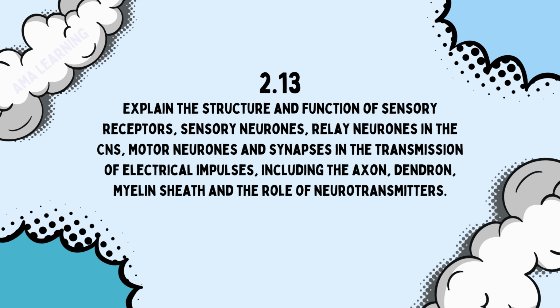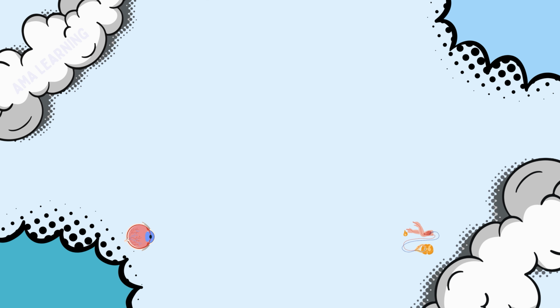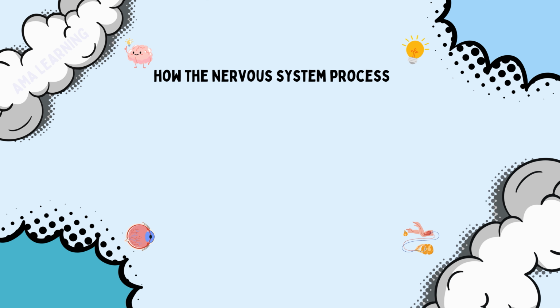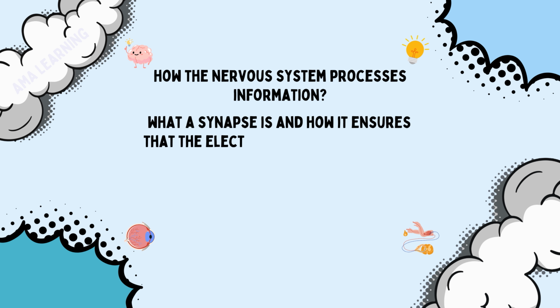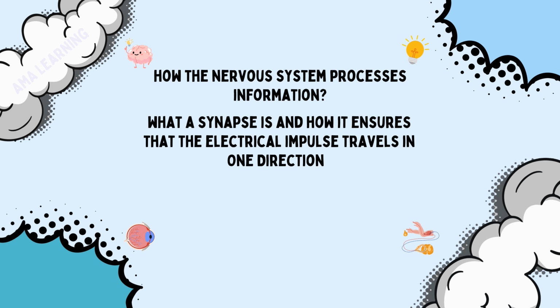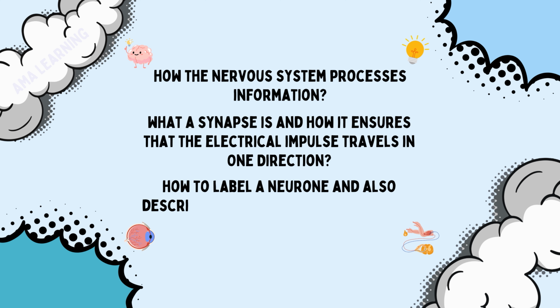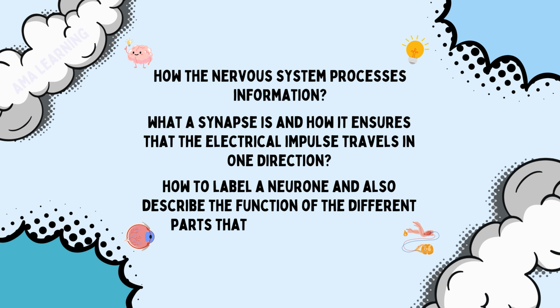To successfully answer any GCSE questions linked to this specification point, you will need to know how the nervous system processes information, what a synapse is, and how it ensures that the electrical impulse travels in one direction. And finally, you will need to know how to label a neuron and also describe the function of the different parts that make up a neuron.